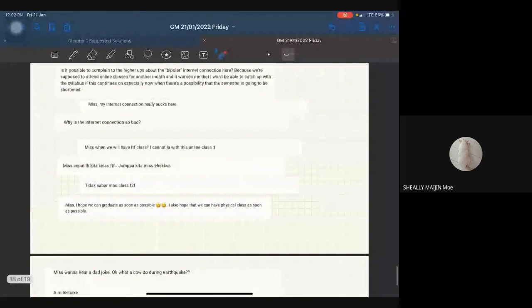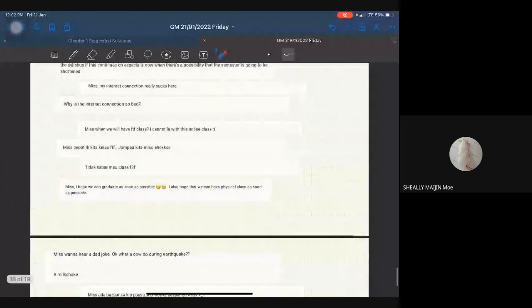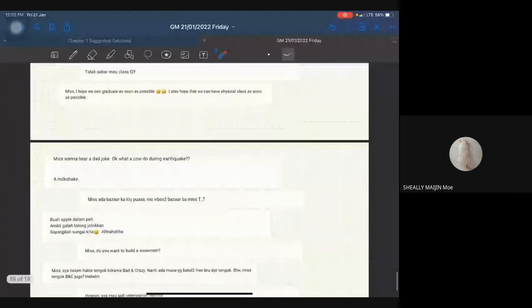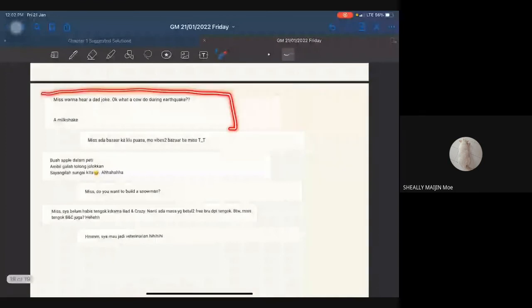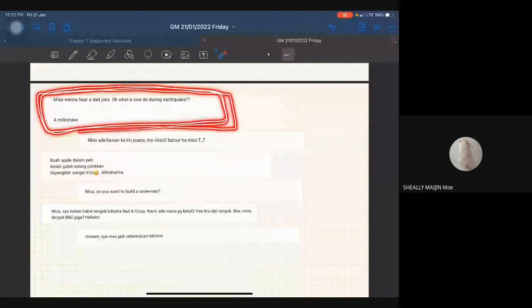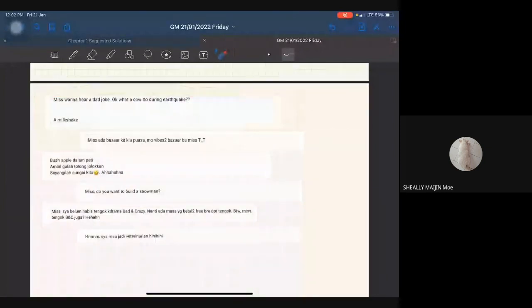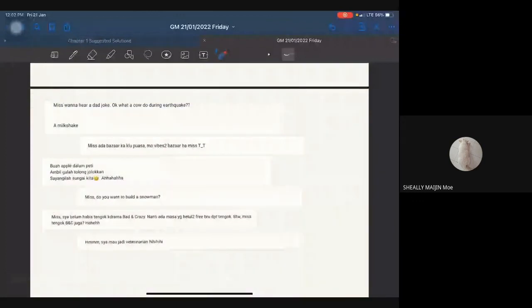Okay, so apa lagi? Okay, kawan awak dia bagi that joke kat saya. What a cow do during earthquake? Jawapan dia milkshake. Saya rasa sangat kelakar. Housemate tu semua gelap. Okay, so yang lain-lain tu inilah antara jawapan pertanyaan-pertanyaan kreatif kawan-kawan awak.